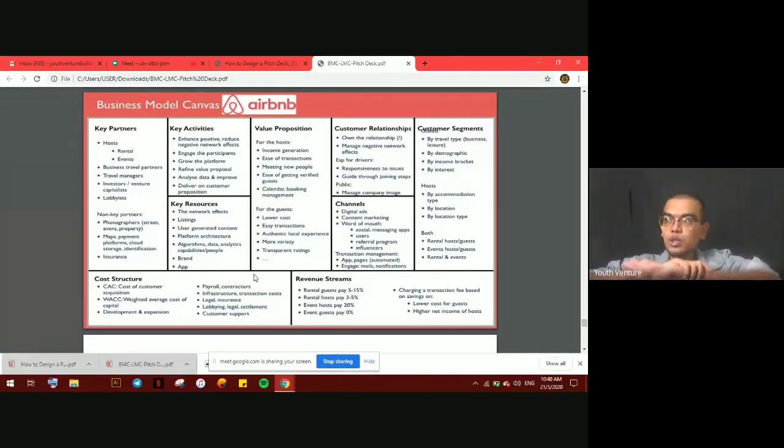So please, when you describe your BMC, do not describe it just as a single unit. You need to explain it. When you talk about revenue stream, you need to explain how much you are charging. When we talk about cost structure, you need to explain what the costs associated with the business are.